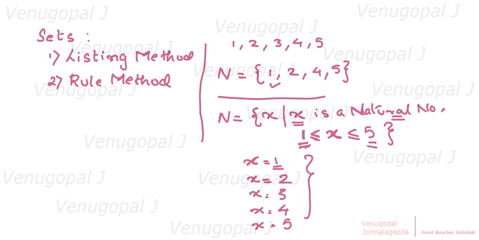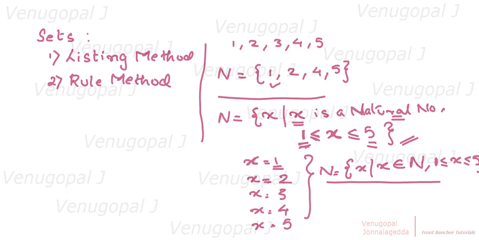Another way to write the same representation is N is equal to curly brackets open, x such that x is an element. You remember in our first chapter we described how you represent an element. Yes, it's an element of capital N, which is the natural numbers, where x is in between 1 to 5, where 1 and 5 are also inclusive.